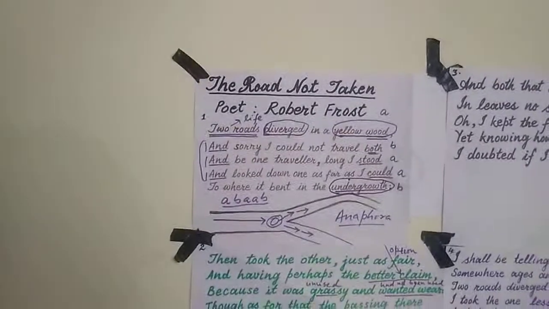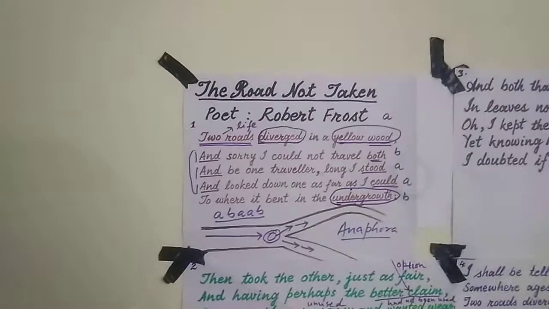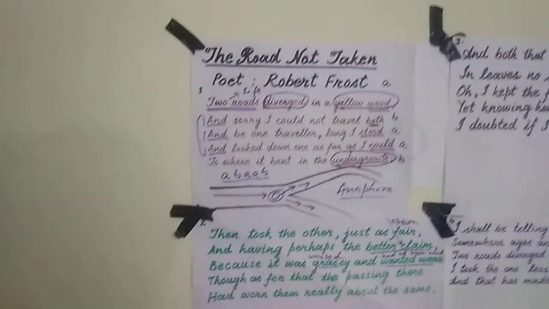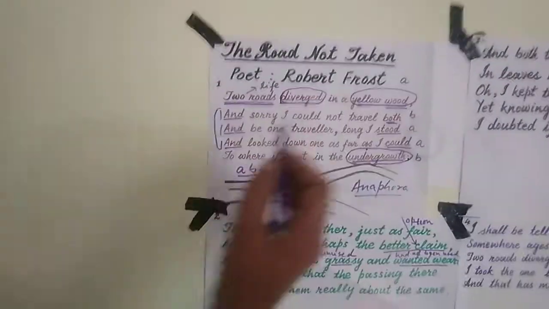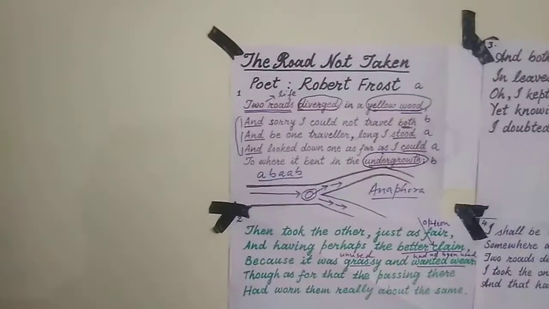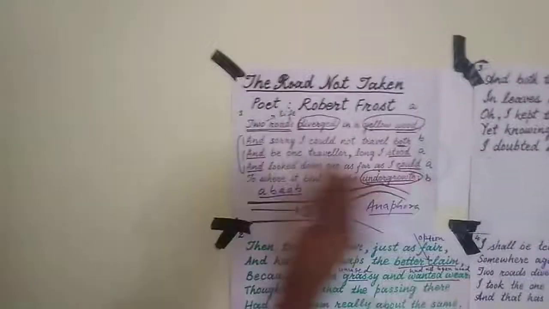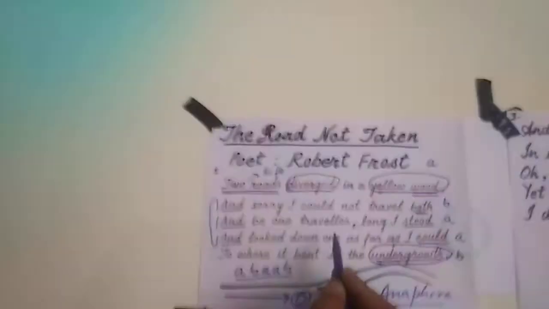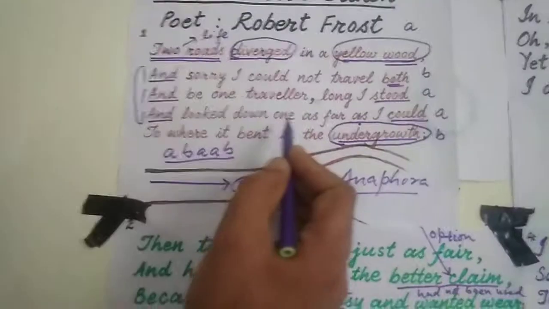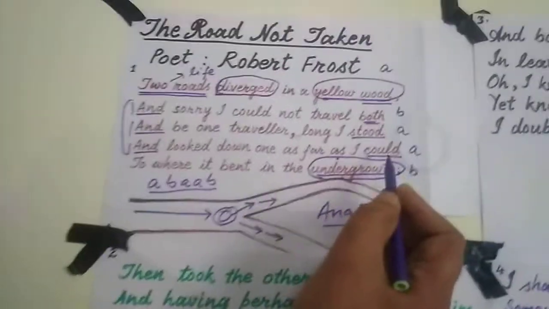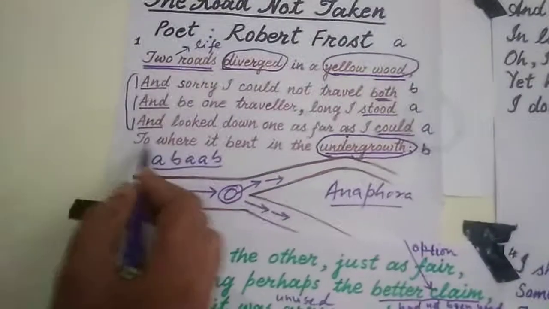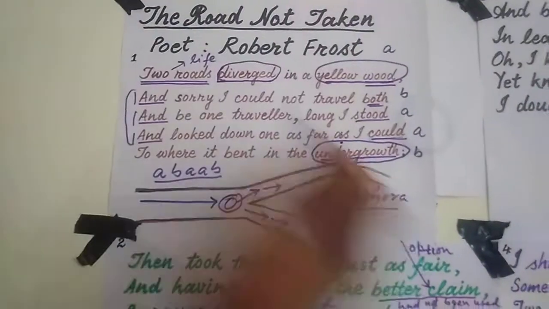Now let's go stanza wise. The first stanza, we shall read the stanza first. Two roads diverged in a yellow wood, and sorry I could not travel both, and be one traveler, long I stood, and looked down one as far as I could, to where it bent in the undergrowth.